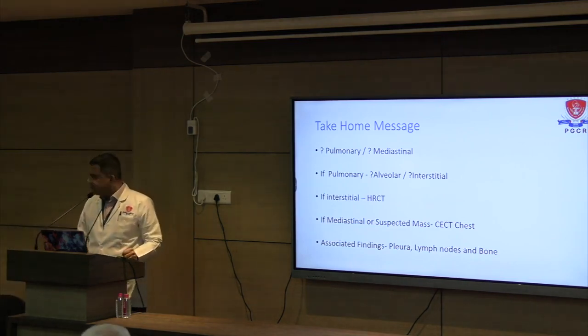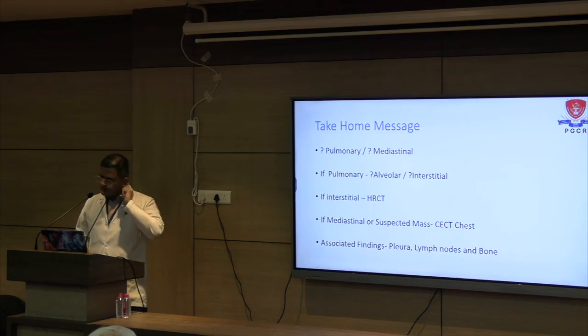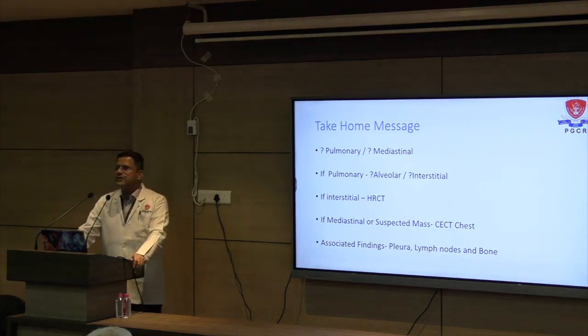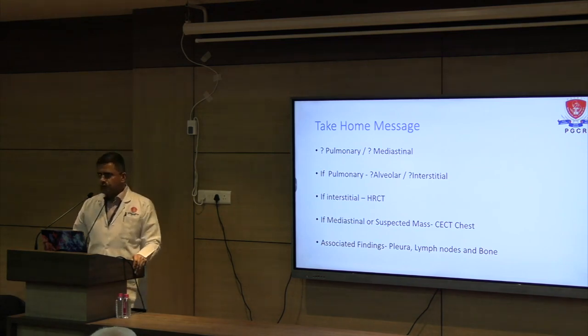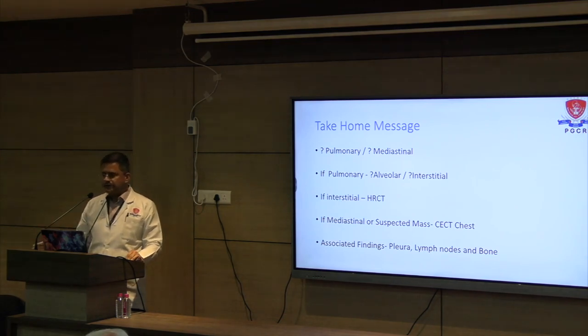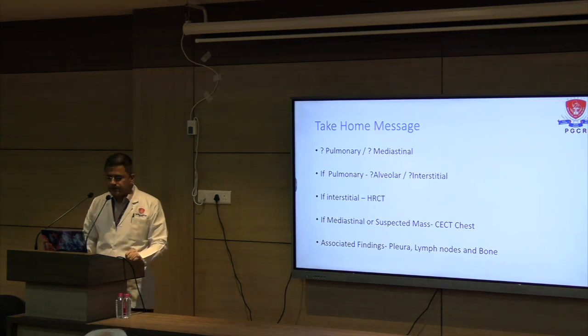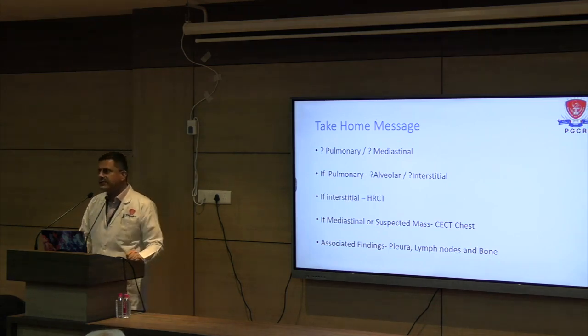So whenever we see a pathology on a chest radiograph, we'll have to first of all decide whether it is pulmonary or mediastinal. There are various signs to decide upon it. Then if it is pulmonary, whether it is alveolar or interstitial. If interstitial, we'll have to go for HRCT. And if mediastinal or a suspected mass lesion, we'll have to go for CECT chest.